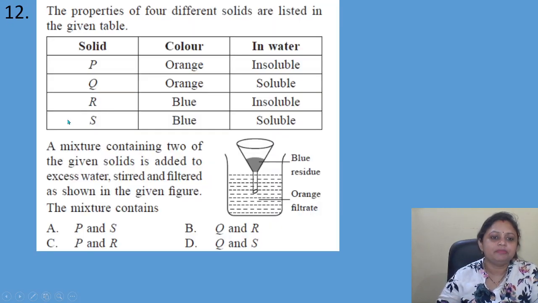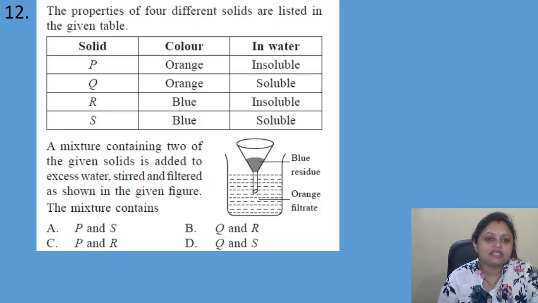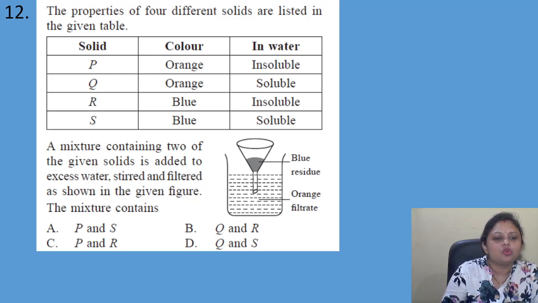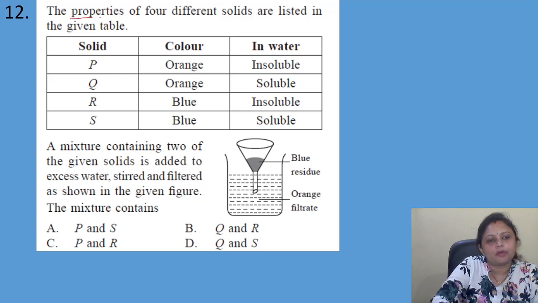Coming to the next question, the properties of 4 different solids are listed in the given table. Solid P, orange, insoluble in water. Q, orange, soluble. R, blue, insoluble. S, blue, soluble. A mixture containing 2 of the given solids is added to excess water, stirred and filtered as shown in the given figure. The mixture contains: options are A, P and S, B, Q and R, C, P and R, D, Q and S. Okay. So here the properties of 4 different solids are given.